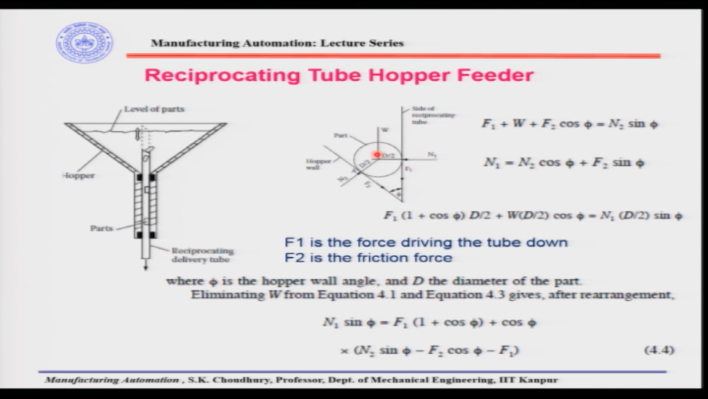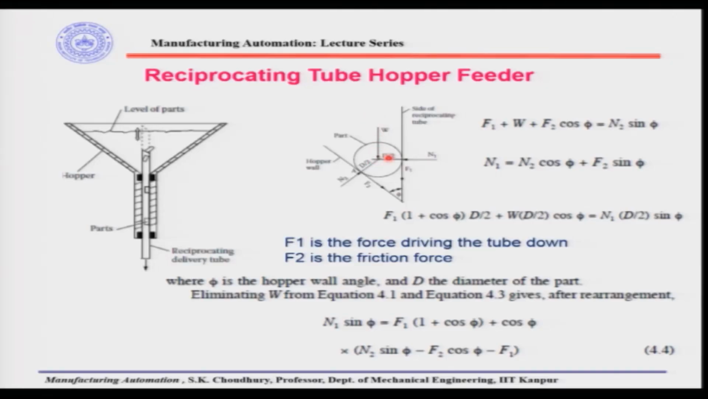Now, here the W is not exactly the weight of a single part. Since it is a mass of the parts, on one part which is here as shown here, there are other parts located. So, the W is the weight of this part plus other parts which are stacked on this part. Let us say this is consolidated as W. D by 2 is the radius of the job, of the part, it is d by 2 here. Phi is that angle between the side of the reciprocating tube and the hopper wall.